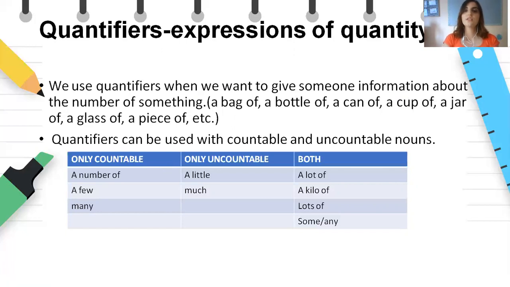Quantifiers can be used with both countable and uncountable nouns. You see this table here. We have quantifiers that are used with only countable nouns, quantifiers that are used with only uncountable nouns, and quantifiers that can be used with both countable and uncountable nouns. For example, a number of juice, a little milk.